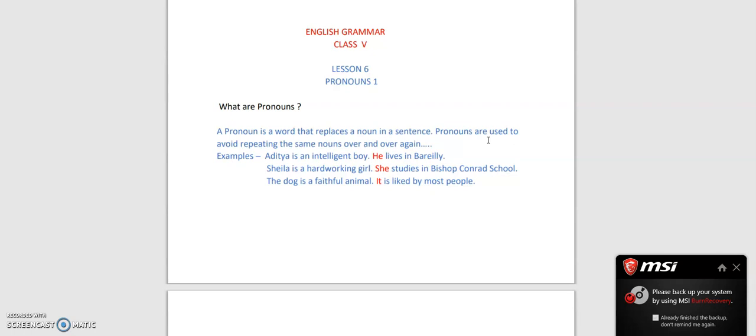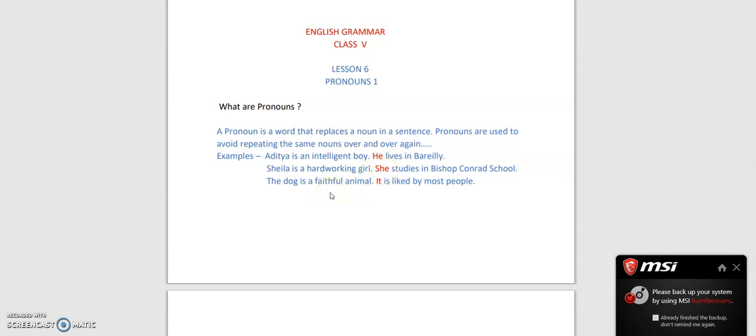Now, different pronouns are used for different nouns. The examples here: Aditya is an intelligent boy. He lives in Bareilly. Since Aditya is a boy, for males we make use of the pronoun he. Sheila is a hard-working girl. She studies in Bishop Conrad School. So Sheila being a girl, and for other females, we use she.